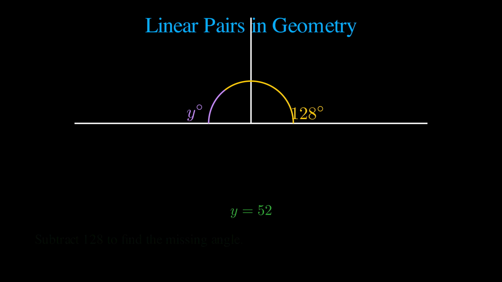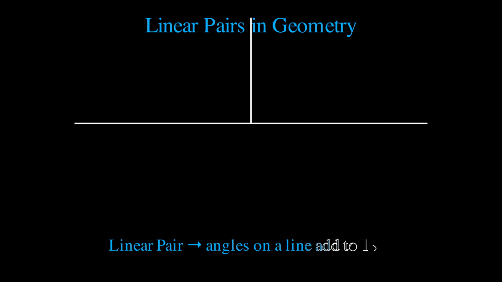Let's summarize what we learned. A linear pair occurs when two angles sit next to each other on a straight line. And angles in a linear pair always add to 180 degrees.